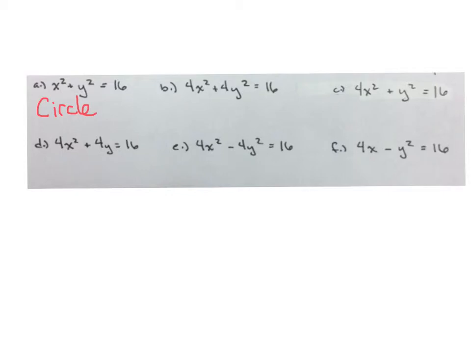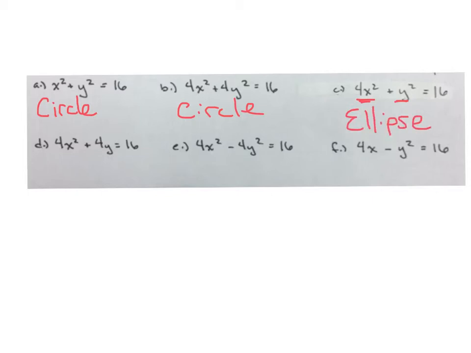In the next one, we see that we have the same situation happening, where each term is squared, and each coefficient is the same. That means this one has to be a circle too. In part C, we have both terms being squared, but in this case, the coefficients are different. That means that this circle is stretched out in one direction more so than the other. That means it's an ellipse.